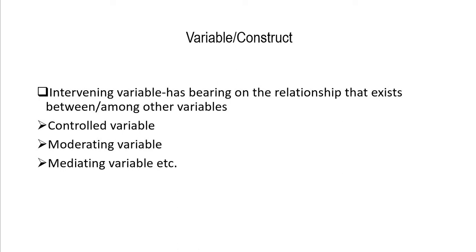So these are the type of variables that we can consider in a typical social science research. One, we have the independent variable, we have the dependent variable, and then we have the intervening variables. And these intervening variables could be a controlled variable, moderating variable, or a mediating variable.